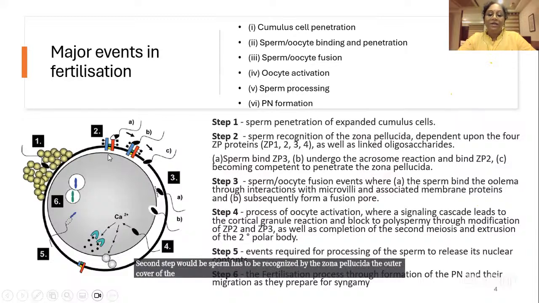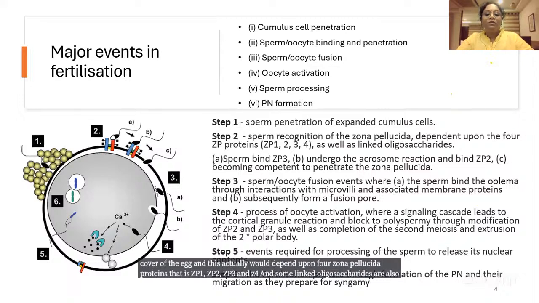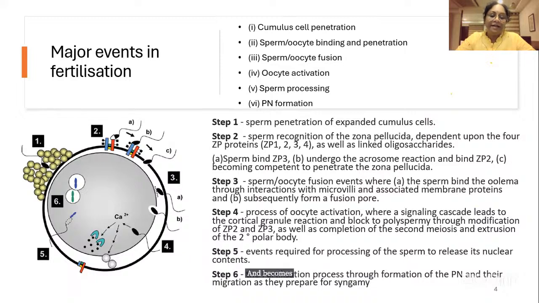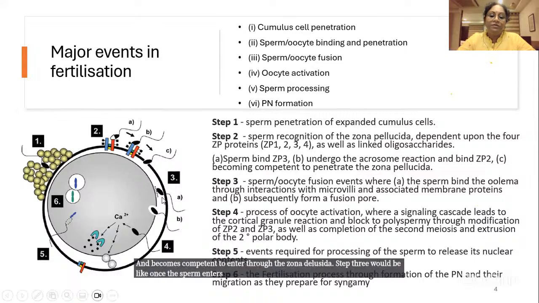This depends upon four zona pellucida proteins, that is ZP1, ZP2, ZP3, and ZP4, and some linked oligosaccharides are also involved. Basically, sperm binds to ZP3, undergoes acrosome reaction, binds to ZP2, and becomes competent to enter through the zona pellucida. Step 3: once the sperm enters, it has to fuse with the egg.